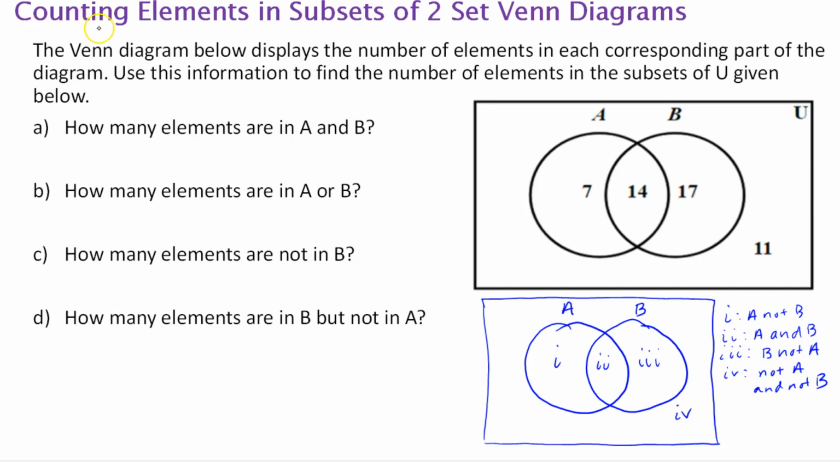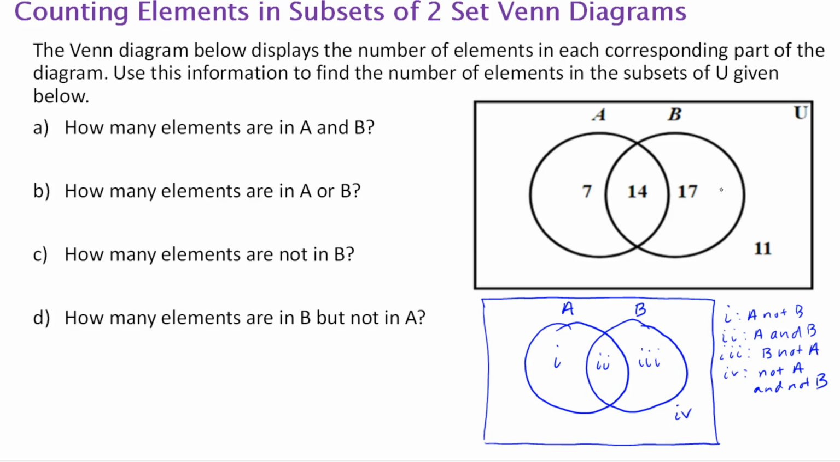In this video, we're going to learn to count elements in subsets of two-set Venn diagrams. The Venn diagram below displays the number of elements in each corresponding part of the diagram. Use this information to find the number of elements in the subsets of U given below. So here's our Venn diagram. Notice there's 4 numbers. Each of them is telling us how many elements are in each of the disjoint parts.